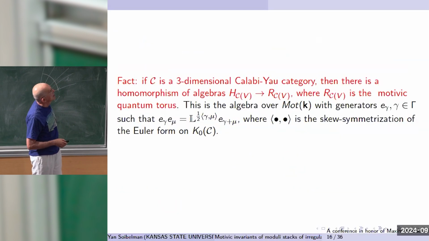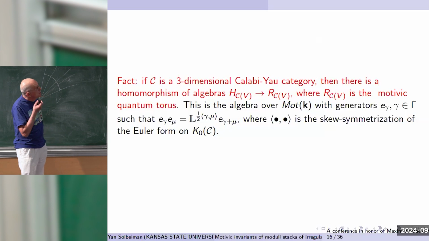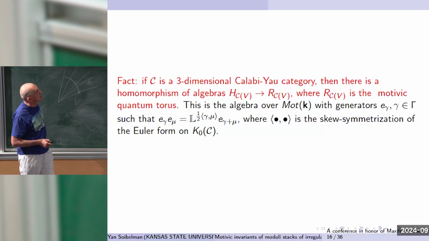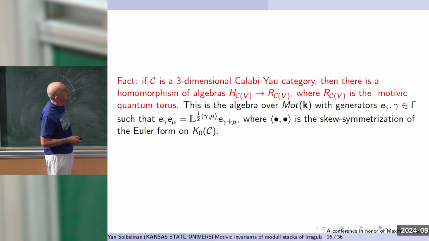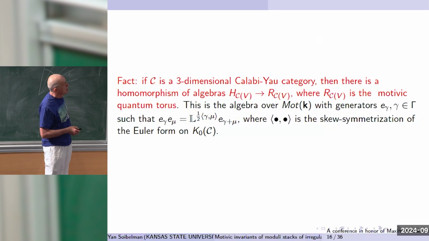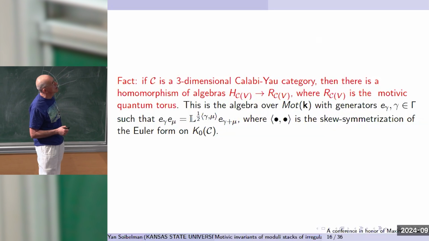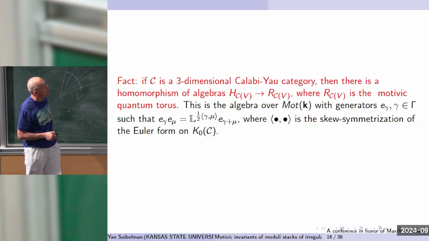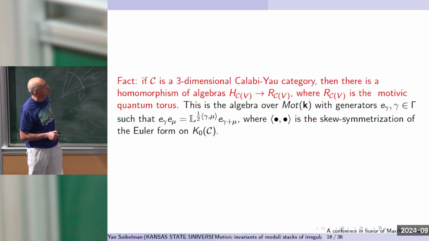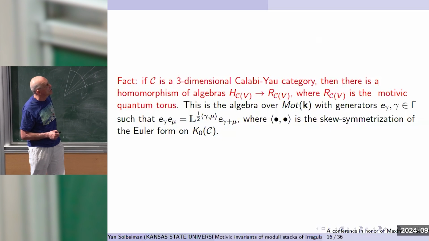All right. Now, we proved in this 2008 paper that if C is a 3-dimensional Calabi-Yau category, then there is a homomorphism from the Motivic Hall algebra, which is difficult to compute, to a simpler algebra, which is a quantum torus over this commutative ring. So this is a definition. It's a standard quantum torus notation.